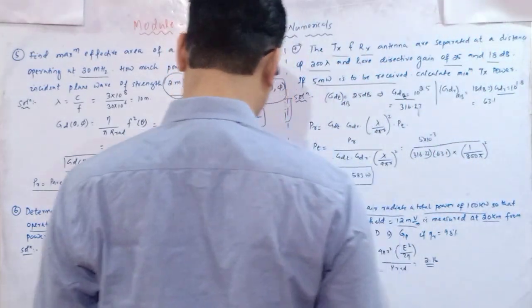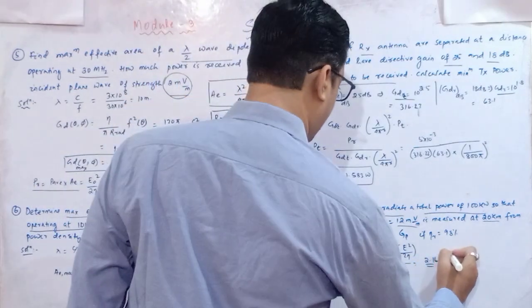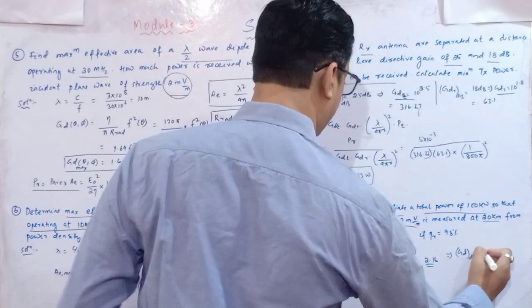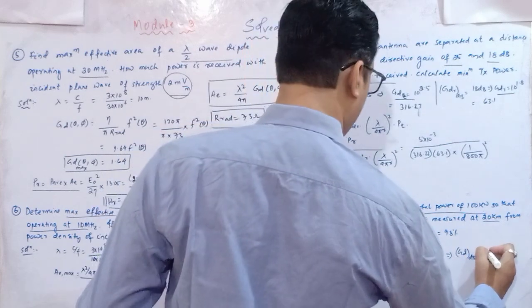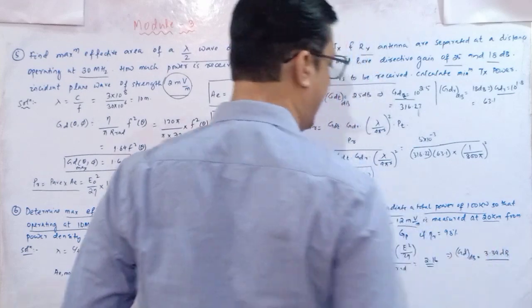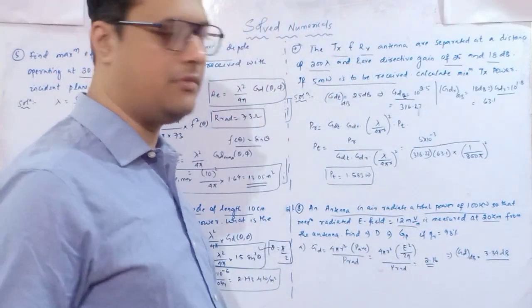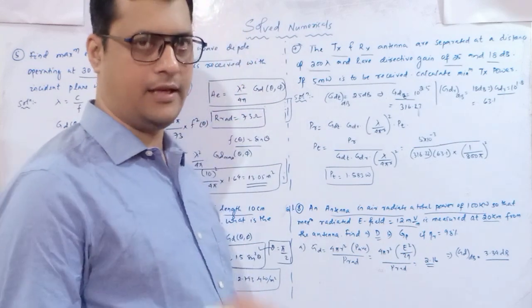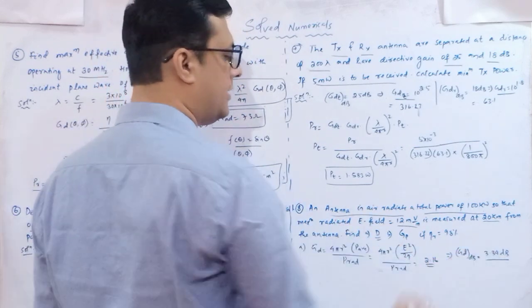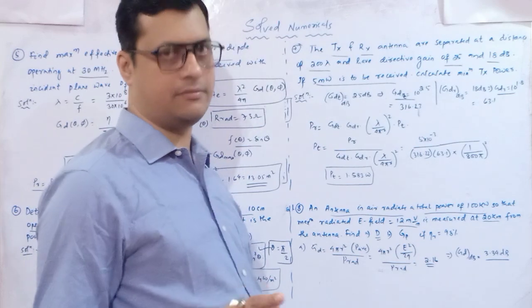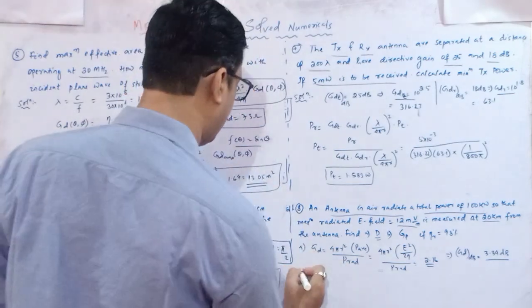So 2.16, and convert this one into decibel. So this decibel will give you 3.34 dB, and this directive gain, when it is maximum, that is called our directivity. Okay, so your directivity is also equal to 3.34 dB when it is maximum. Okay, so this is the first one.